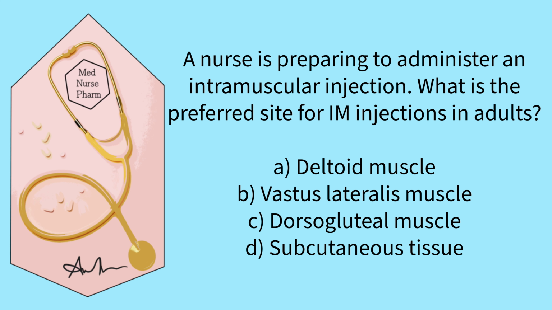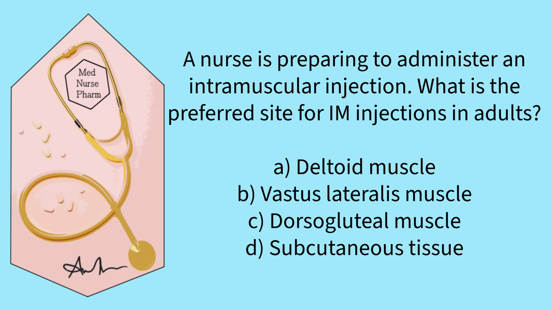A nurse is preparing to administer an intramuscular injection. What is the preferred site for IM injections in adults? A, deltoid muscle; B, vastus lateralis muscle; C, dorsogluteal muscle; D, subcutaneous tissue. Pause the video and select your answer. The correct answer is A. The deltoid muscle is a common and easily accessible site for intramuscular injections in adults.